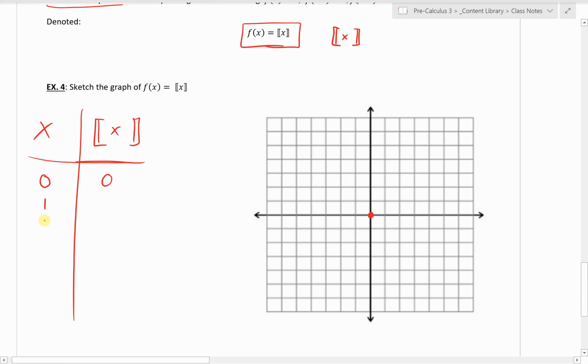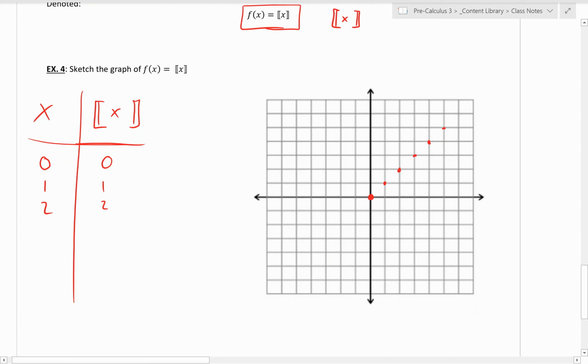If I plug in different integers, though, I'm just going to keep getting the same results, right? The greatest integer that's less than or equal to 1 is 1. The greatest integer that's less than or equal to 2 is 2. So if I just plug in integers, I get all these points, and it's not very interesting or exciting to think about. It looks like I'm just going to draw the identity function.